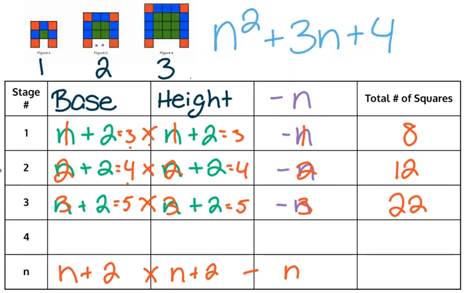So there you have it. I can use that quadratic function, n squared plus 3n plus 4, to find any number of squares at any stage number.